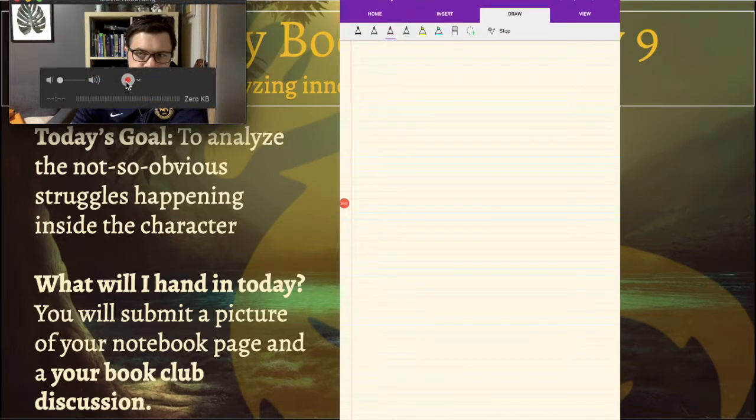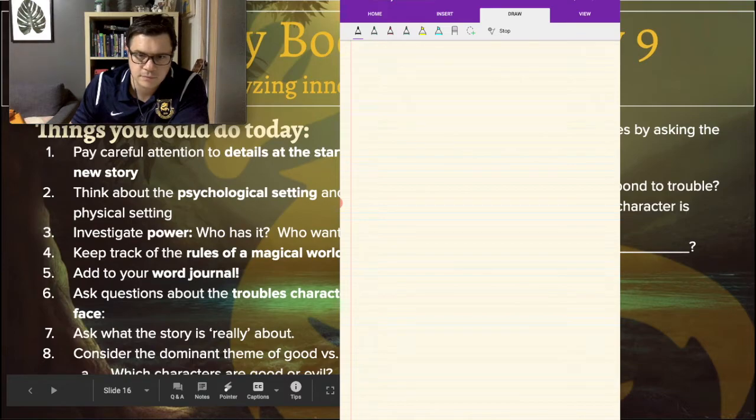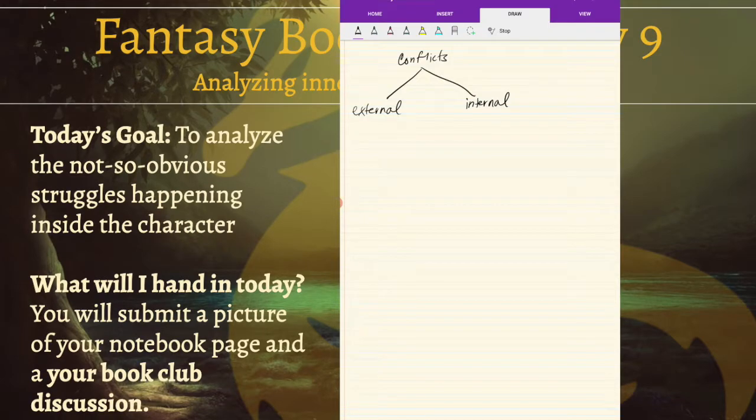Okay, so what I'm going to do now, I'm going to ask myself a question. I'm going to think about the conflicts that Harvey faces, and I want to divide them into external and internal conflicts. So what are the challenges or conflicts that he's facing outside of him and then inside?